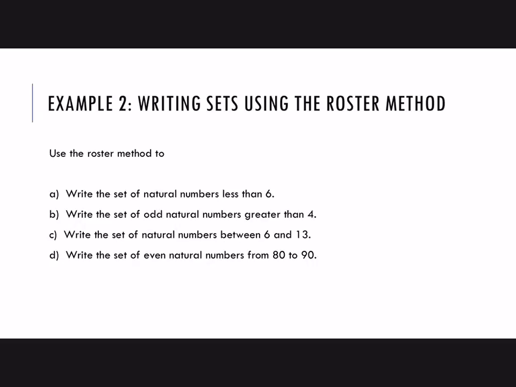Okay, use the roster method to write the set of natural numbers less than 6. So think about the natural numbers, and then which ones are less than 6. Well, we've got 1, 2, 3, 4, and 5. And I'm still using braces and commas to indicate a set.